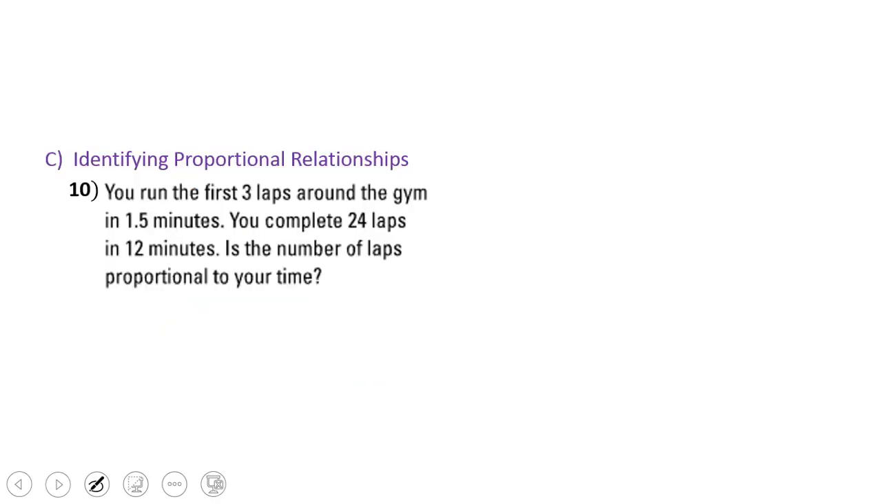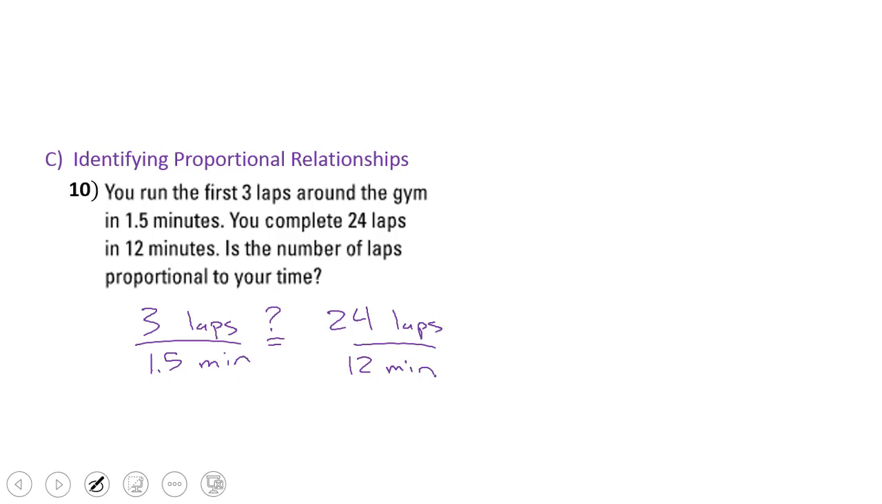Nice. Moving right along to our next example. You run the first 3 laps around the gym in 1.5 minutes. You complete 24 laps in 12 minutes. Is the number of laps proportional to your time? So when it says laps to time, we want to write laps first. 3 laps over 1.5 minutes, is that equal to 24 laps in 12 minutes?